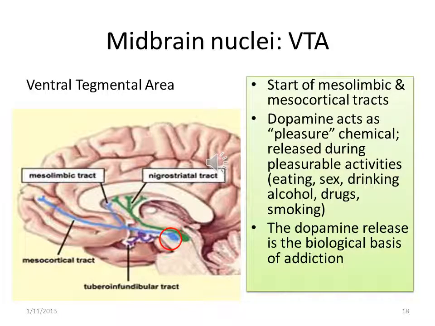The last midbrain nucleus to know is the VTA, or ventral tegmental area. It is shown within the red circle in the midbrain. This is the beginning of tracts called the mesolimbic and mesocortical tracts, and dopamine is produced in the VTA. It is released in other areas of the brain during pleasurable activities, some of which are listed there on the slide: eating, sex, drinking alcohol, using drugs, and smoking.